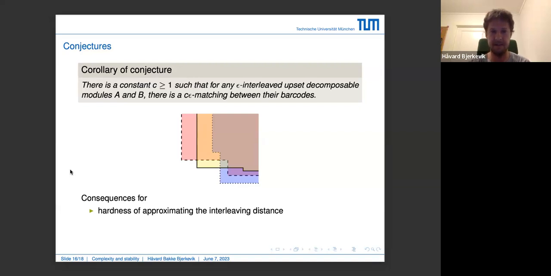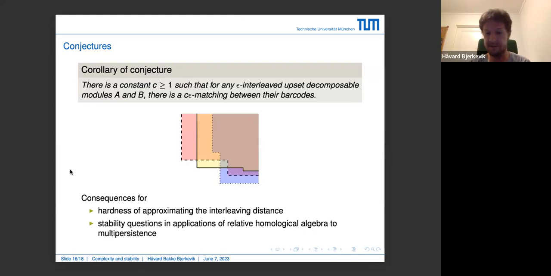And a second application of this corollary, or potential application, has to do with a recent trend in multiparameter persistence of using relative homological algebra to approximate modules. So the idea is that you're given a module which might be very complicated, and then you want to simplify it a bit by somehow approximating it with simpler modules. So these might be rectangle modules, or upset decomposable modules, or hook modules, or modules that decompose into these one-dimensional things. And in the work that has been done here, there is also the question of stability, because you have a module and then you get some representation, and you want to know if you start with two similar modules, will you get similar representations? And again, the questions that you have to answer there are very similar to this conjecture.